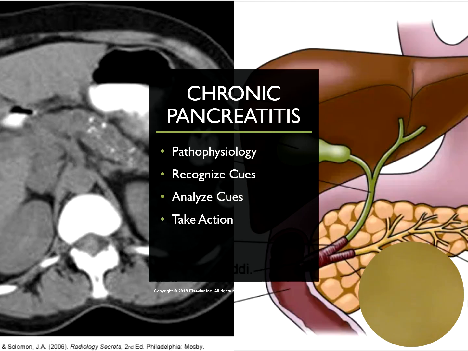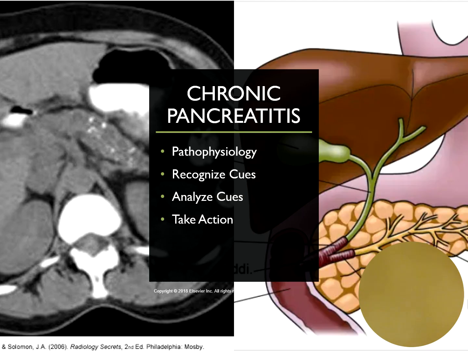So something I want you to think about here is when we're giving enzyme replacement, it's to help reduce the symptoms of what we're seeing with this disease process. So ultimately, with the enzyme replacement, we're going to want to see normal pancreatic function.